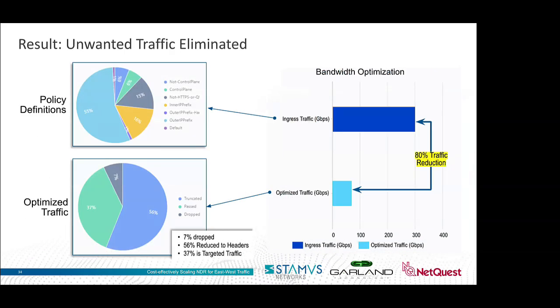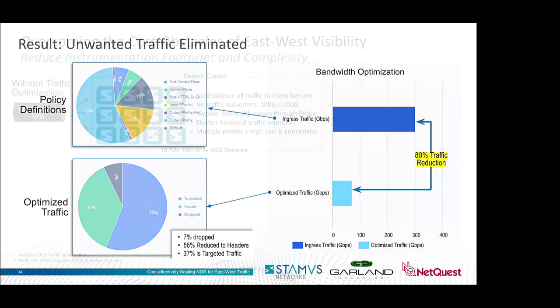But ultimately, what we're able to do with optimizations is dramatically reduce the amount of traffic that's being fed up into the probes. As an example, in this particular customer deployment, 80% of the traffic that was destined for the tool, for the probe, was not usable and was filtered out. And we delivered that down to 20% of the traffic and still maintained the integrity and the efficacy of the monitored traffic at the analytics layer.